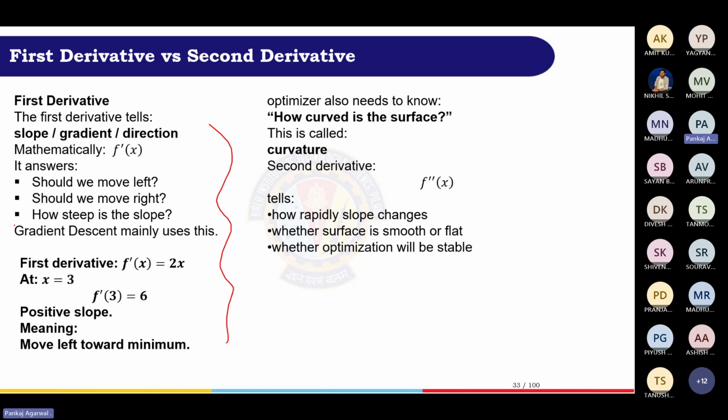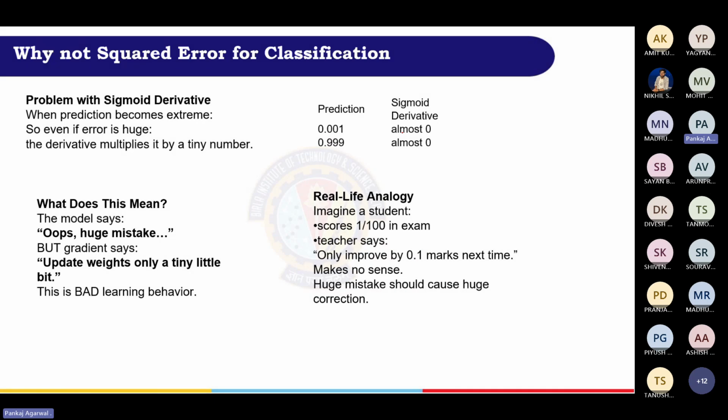So I've given an example on this particular slide of what we mean by the first derivative. What happens in the first derivative, right? And then we also need to know how curved this particular surface is, and therefore I need a second derivative, right? So how rapidly the slope changes, whether the surface is smooth or flat. These answers are given by the second derivative. So just a thought process for you all, right?